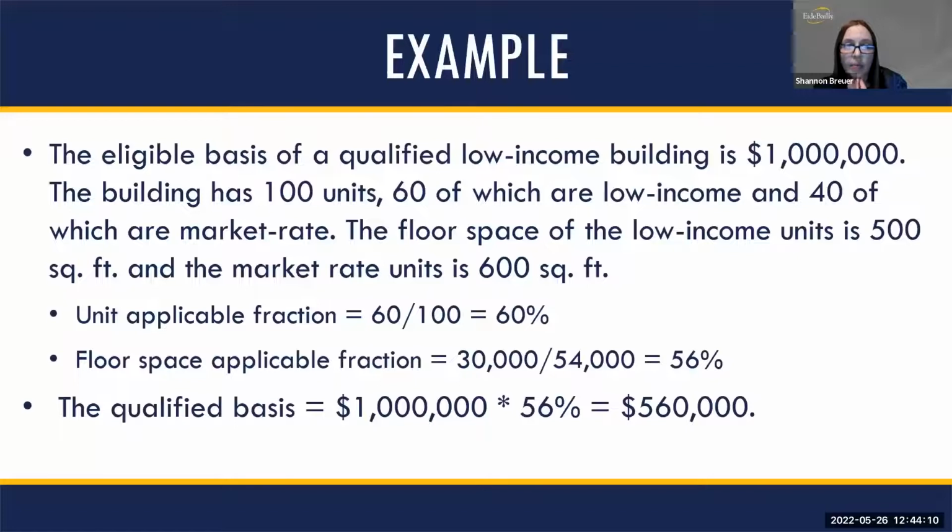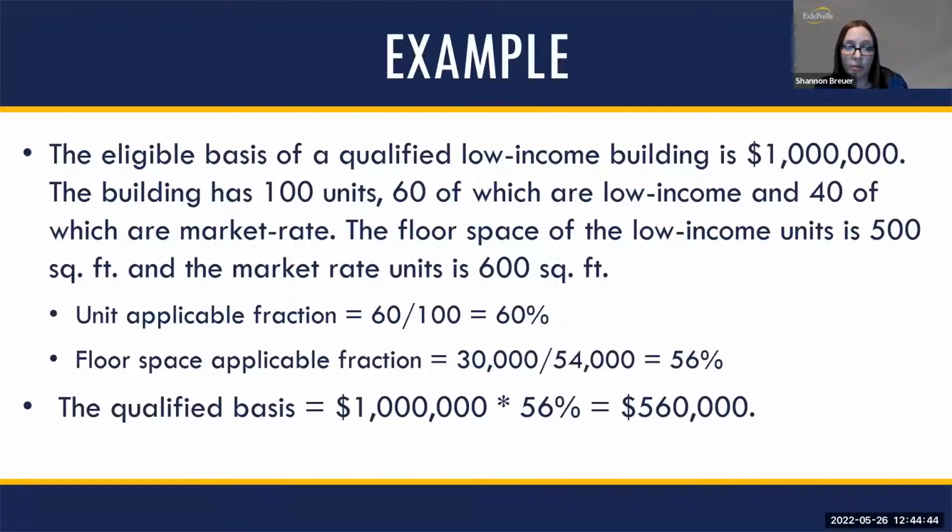So let's look at an example. It's always easier to see through an example. In this example, we have a newly constructed building with eligible basis of $1 million. The building has 100 units, of which 60 are for low-income tenants and 40 are for market rate tenants. The floor space of the low-income units is 500 square feet, and for the market rate units, it's 600 square feet. The unit applicable fraction is 60 over 100, which is 60%. That's our 60 affordable units out of the total.